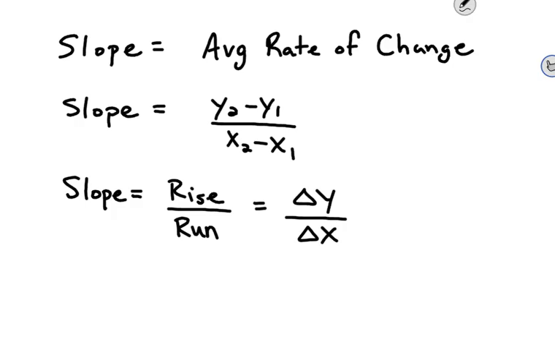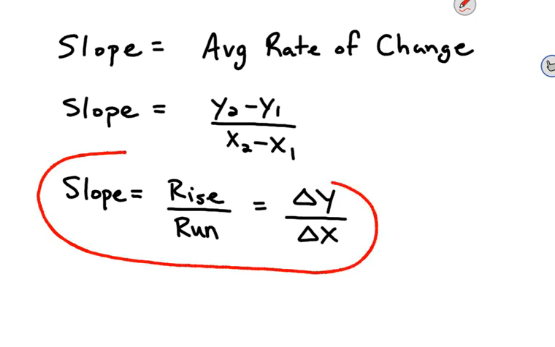Now, in this section 1-1, we've been looking at graphs the entire time. So for our purposes, we're going to focus on using slope, or the average rate of change, as rise over run. You certainly can use the slope formula, but you also can just look at the graph and see the rise over the run. So let's take a look at a couple examples.